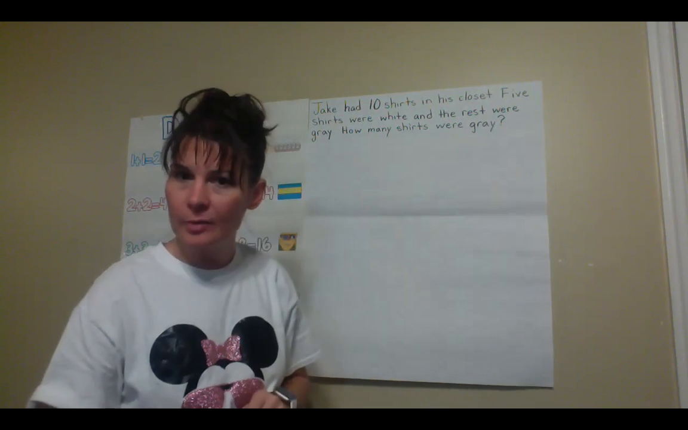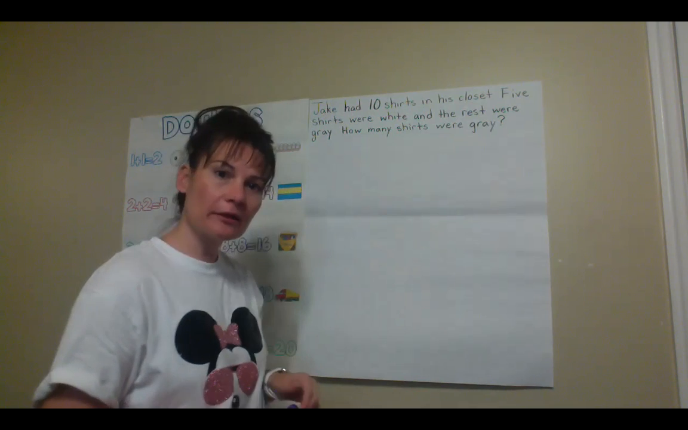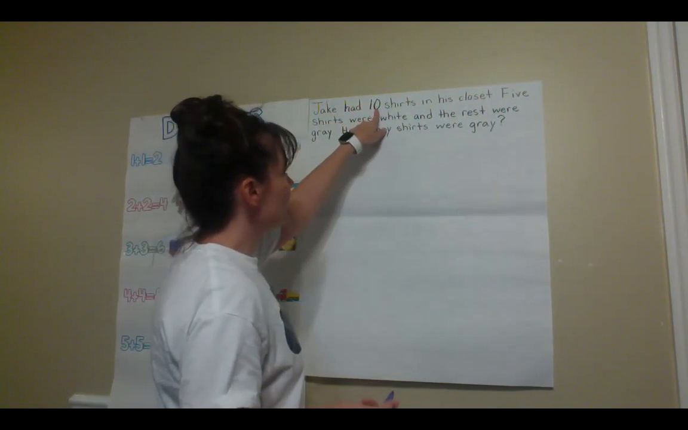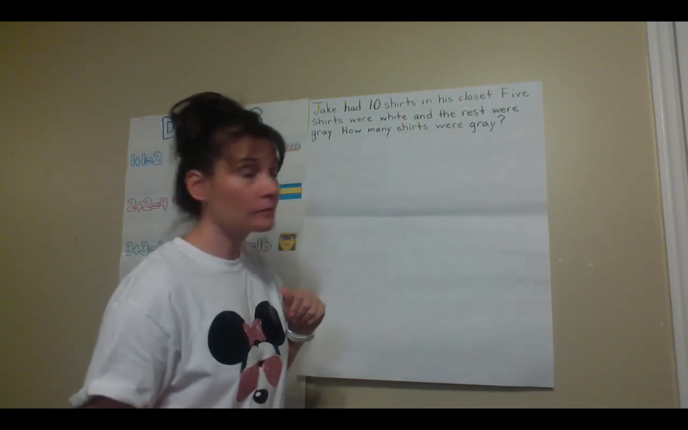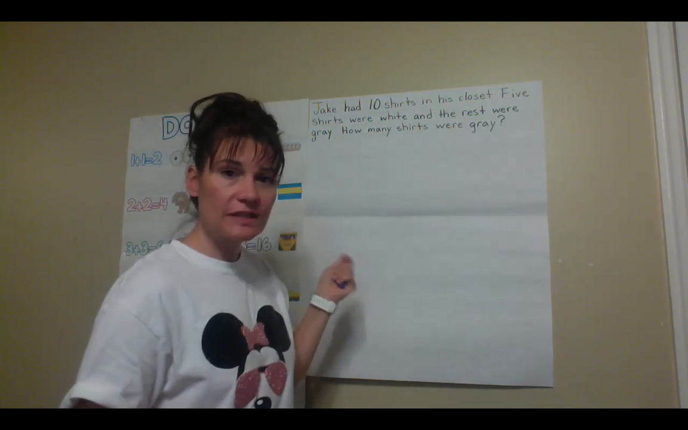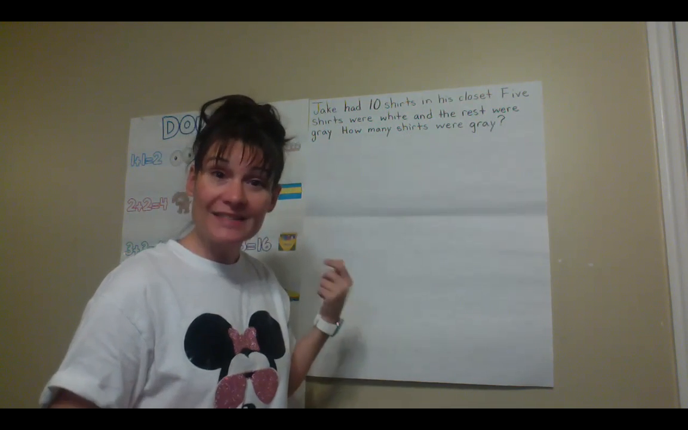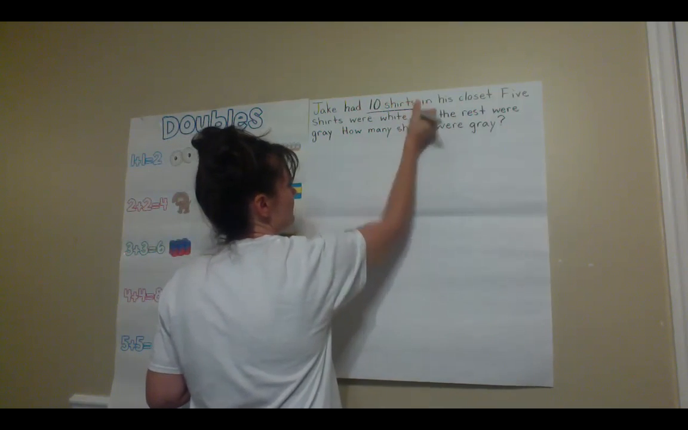Let's think carefully about this type of problem. Let's make sense of it. Let's go back and look for some clues. Jake had 10 shirts in his closet. I think I heard a clue. How many shirts did he have in his closet? You're right, he had 10. So 10 shirts.